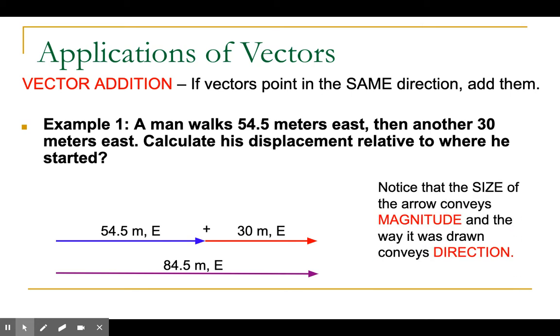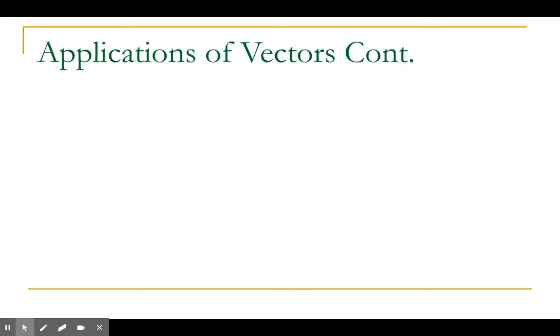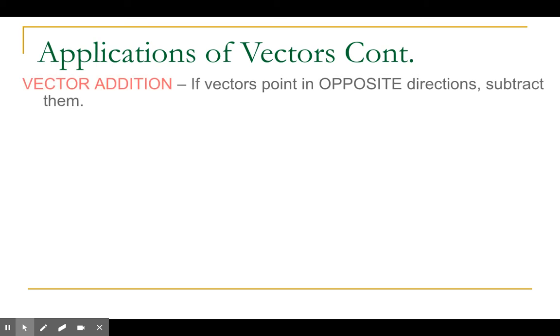Let's take a look at an example of vector addition in which both vectors are not pointing in the same direction. Before we move on, please note that the size of the arrows convey magnitude, and the way that it is drawn conveys the direction. Okay, so vector addition rule number 2. If vectors point in opposite directions, subtract them.